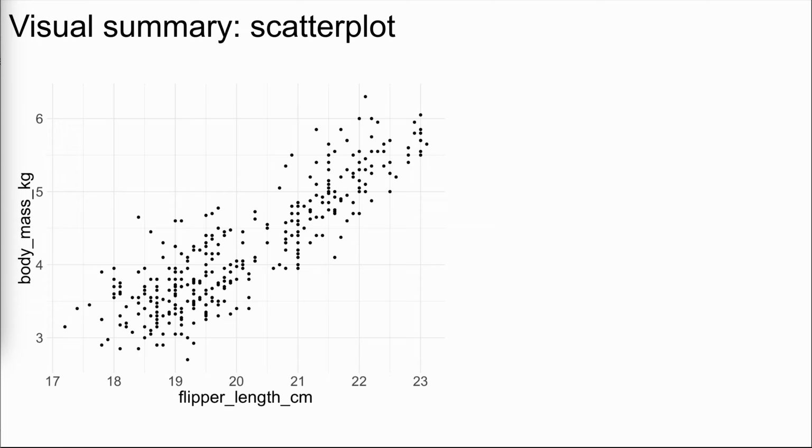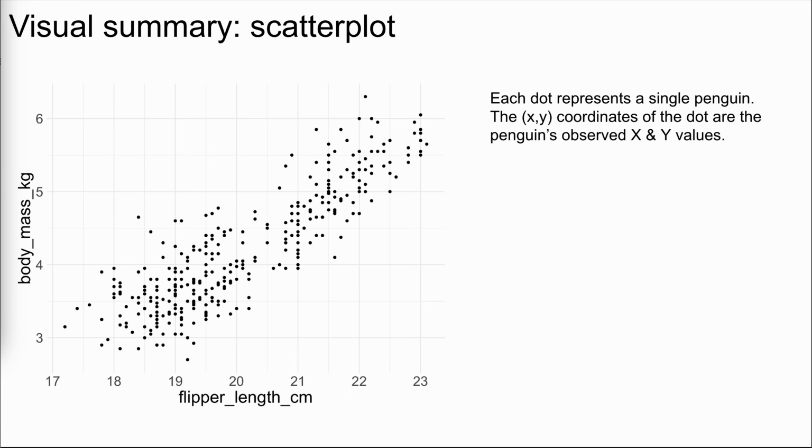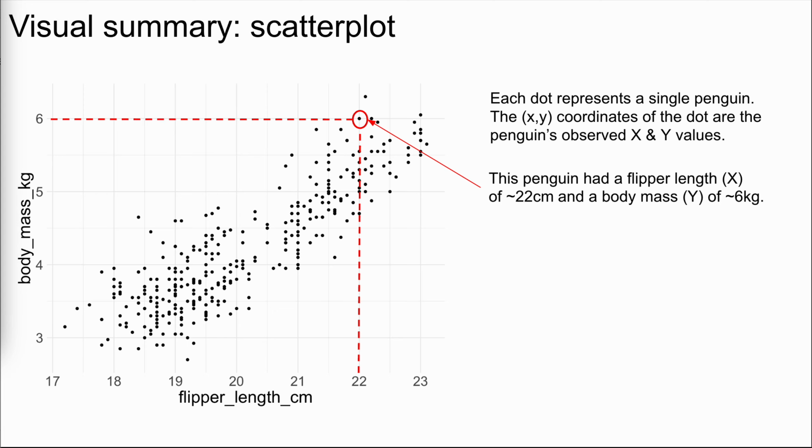With data from two quantitative variables, we can utilize a scatter plot. Here, each dot represents a single penguin. The xy coordinates of the dot are the penguin's observed x and y values. For example, the penguin highlighted here had a flipper length x of roughly 22 centimeters and a body mass y of roughly 6 kilograms.